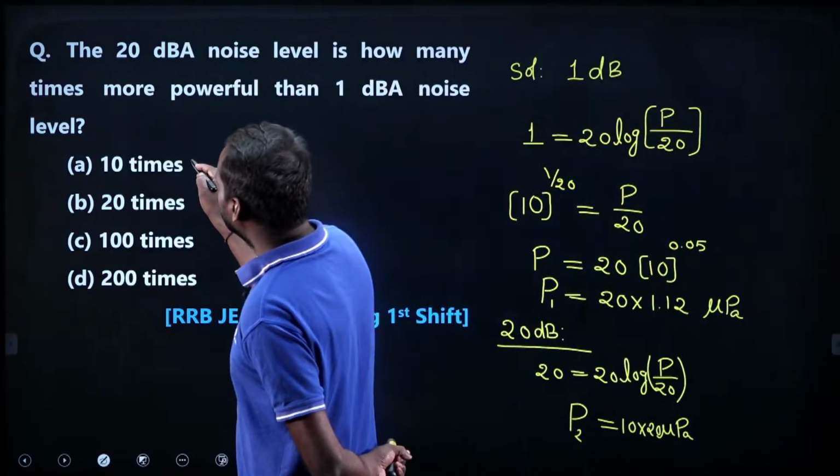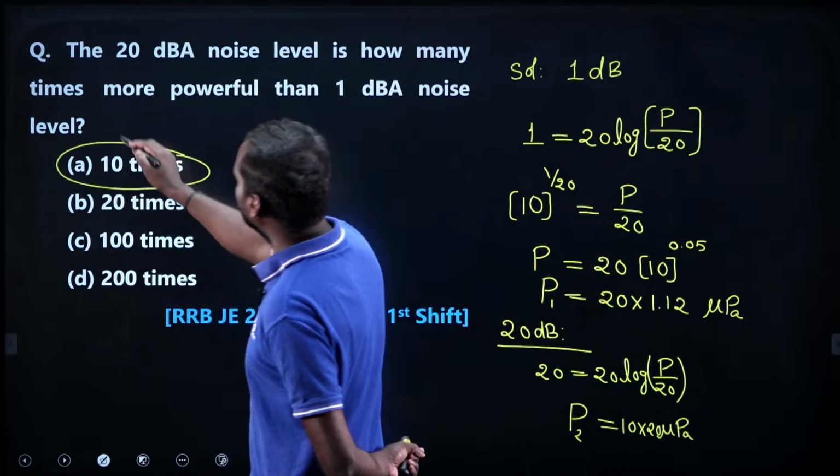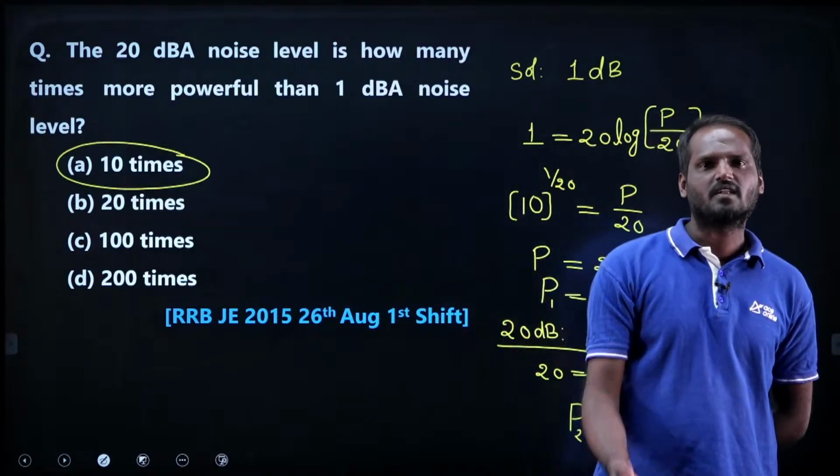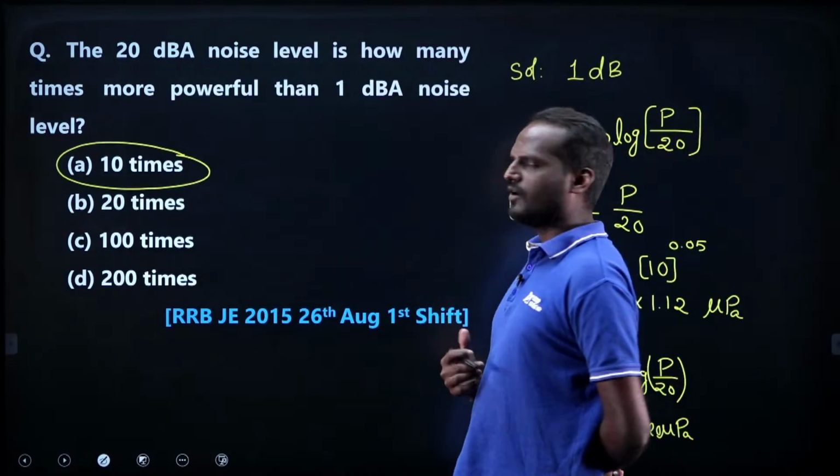Therefore, the given answer is A, not 20. Based on the decibel value, we may not compare, right. You have to convert that into arithmetic scale.